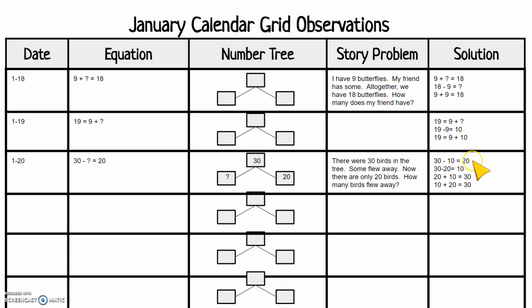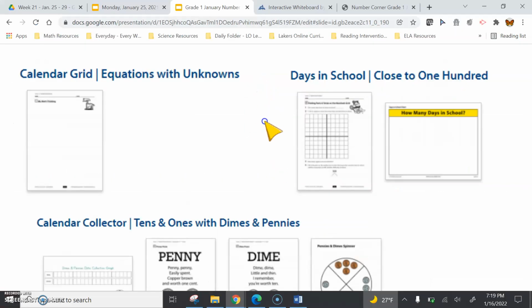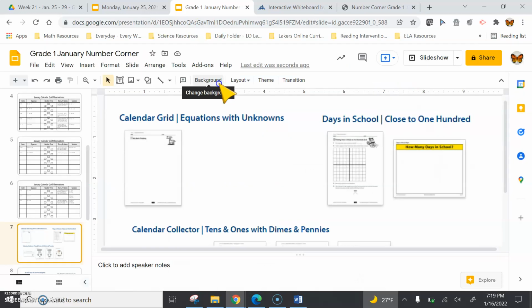30 minus 10 equals 20. 30 minus 20 equals 10. 20 plus 10 equals 30. And 10 plus 20 equals 30. If you need to pause the video here to look at this to understand this better, please pause now. Again, we are trying to focus on solving these bigger math facts. And the more we practice these, the more comfortable you will be with them.